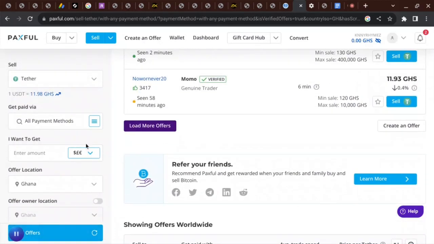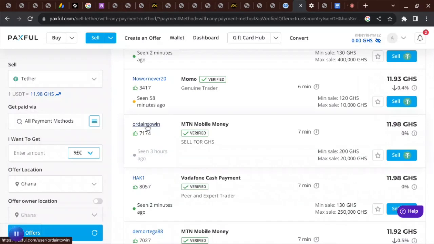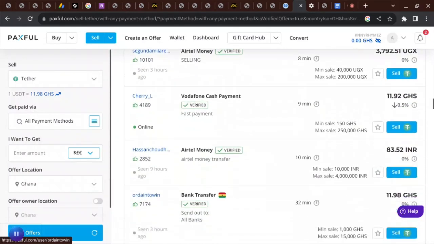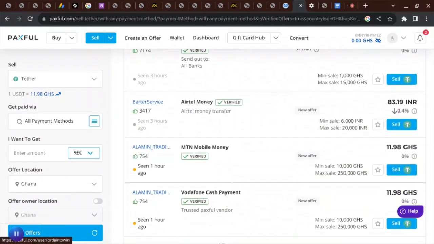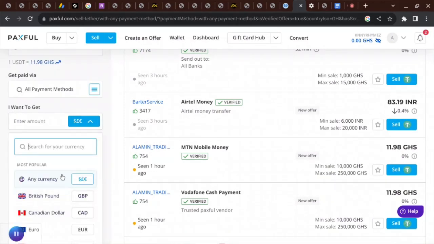So if you can load more offers, you see, and this one is mixed. Have you seen that? Because this currency is what's global. It's every country, any country's currency. So it means that it's mixed.